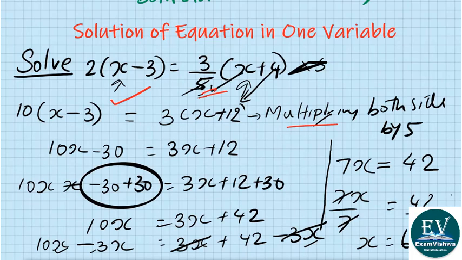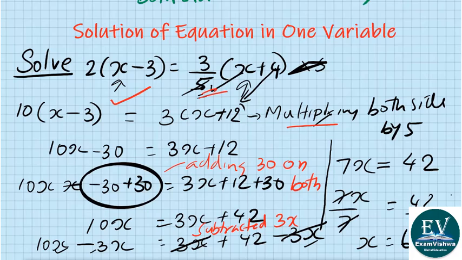Here what I did, here adding 30 on both sides. ठीक है, adding 30 on both sides. Here I have subtracted 3x from both sides. Here dividing both sides by 7, तभी ये काम हो गया. बट काम हो गया ना, मैथ्स को उतना ही मतलब है, काम होना मांगता है, आंसर मिलना मांगता है.